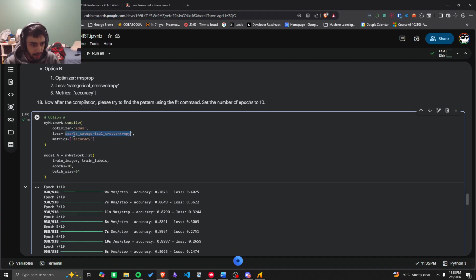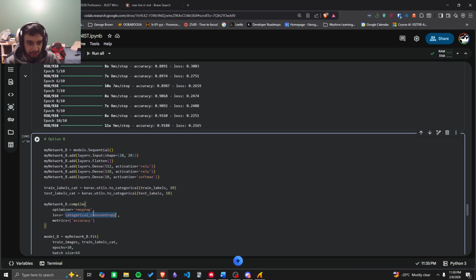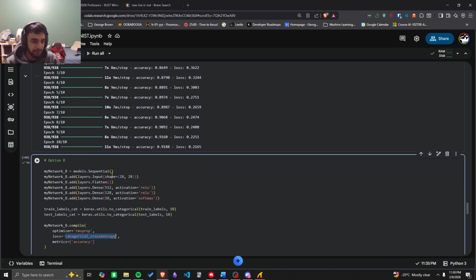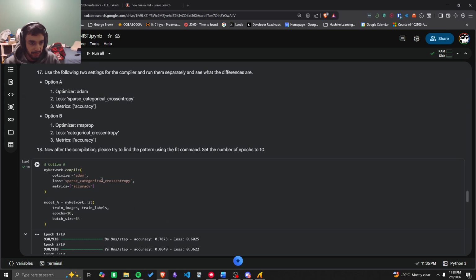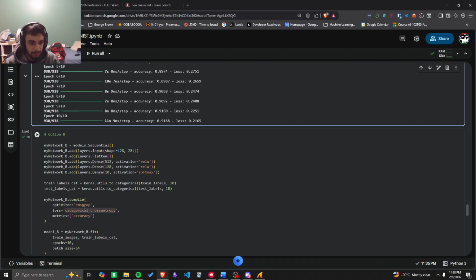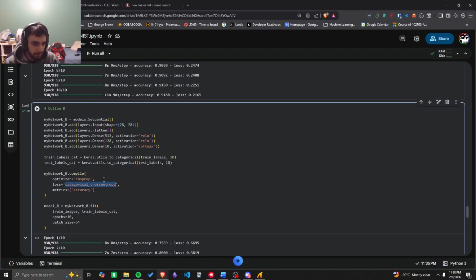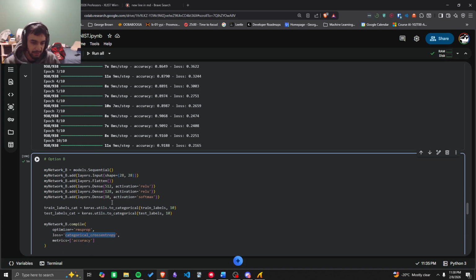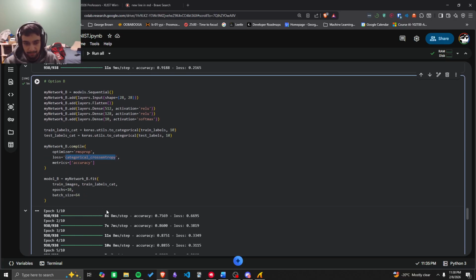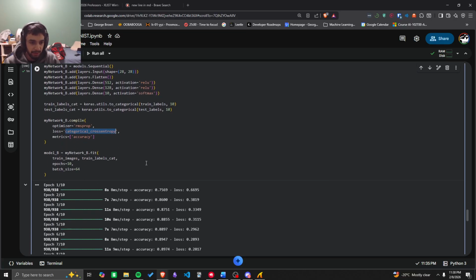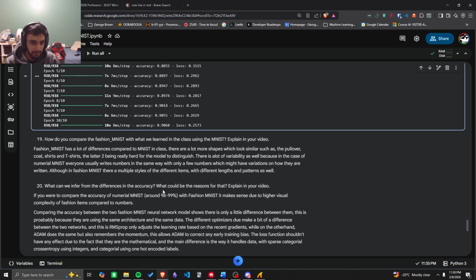For the loss function, essentially they're the same mathematically under the hood. The main difference is how they take in the data. Sparse categorical cross entropy takes integers, while regular categorical cross entropy needs one-hot encoding, so it needs every label to be either a 1 or 0 and predicts off that.